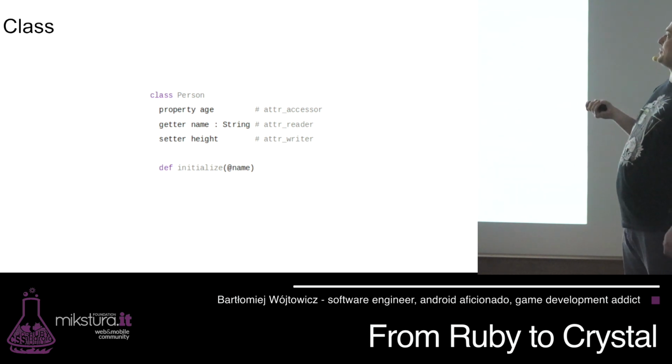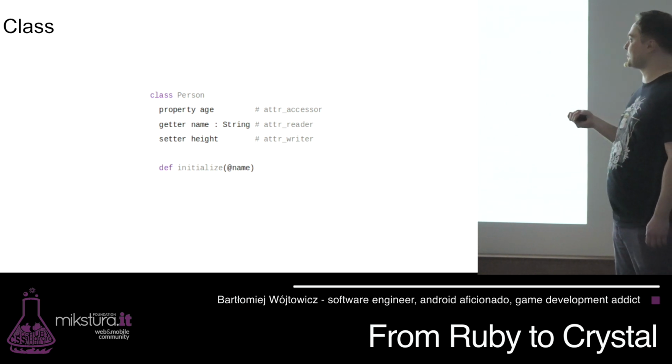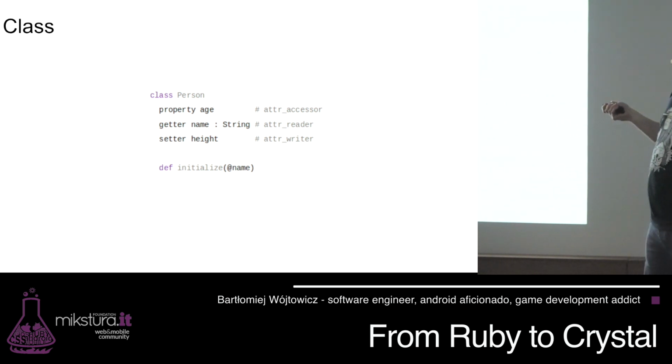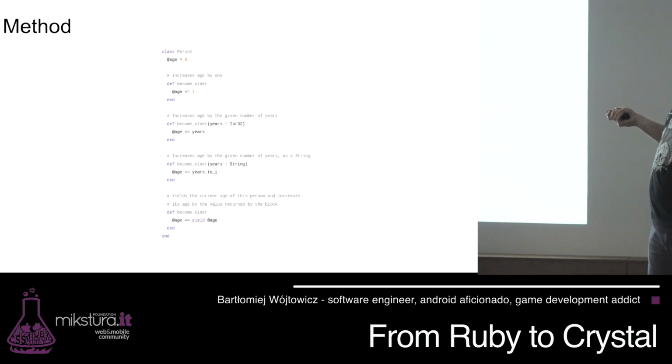Okay, so in Ruby, in classes, we've got accessor, reader, and writer. So this is the equivalent in Crystal. So it's property, getter, and setter. And you can even specify an optional type if you want to force it.